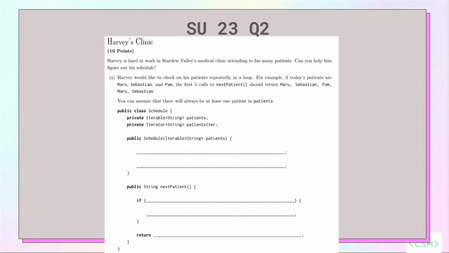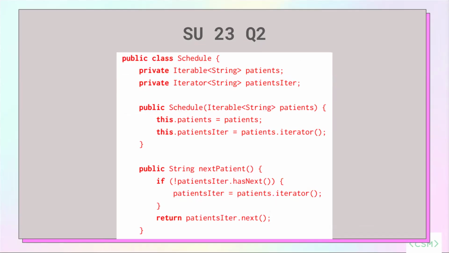Okay, that has been basically 3 minutes. Does anyone have a good guess of what goes in the first 2 blanks? Yes. For the first one you could do patients equals patients, and the second one you would do patientsIter equals patients.iterator. Yeah, exactly. I think that is a great problem solving approach.